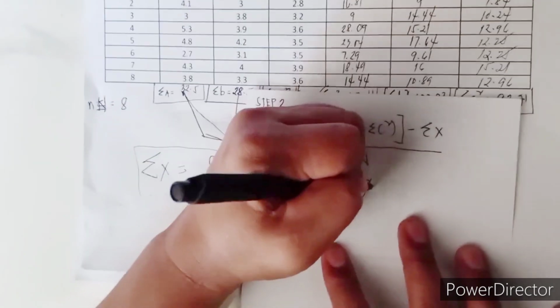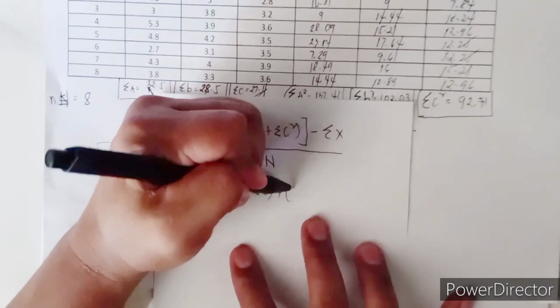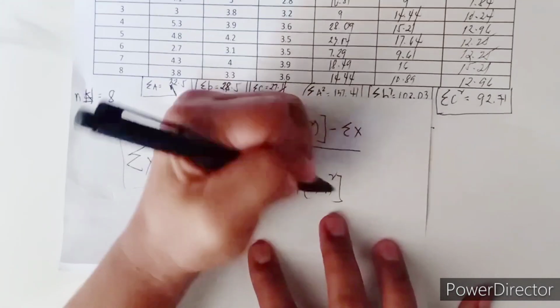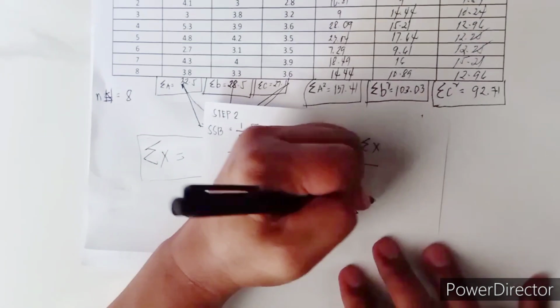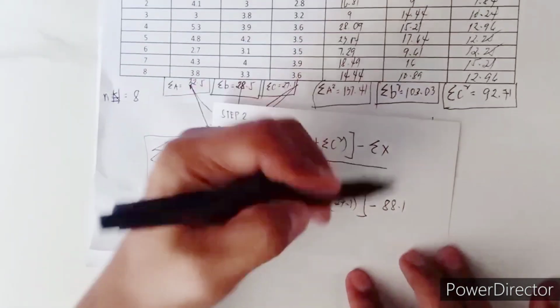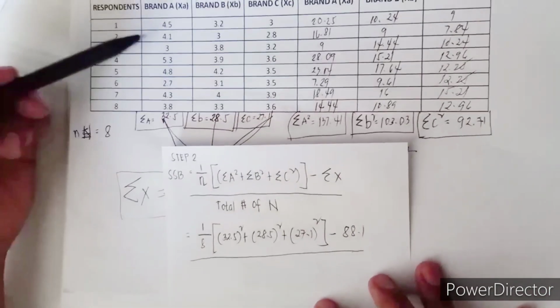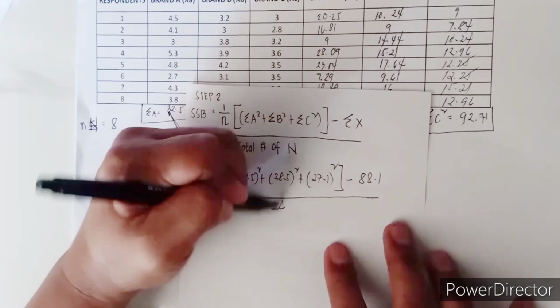28.5 squared plus summation of c, 27.1 squared, minus summation of x, but our summation of x is 88.1, so this is 88.1 all over the total number of n. Sabi natin kanina, 8 plus 8 is 16 plus 8 is 24.